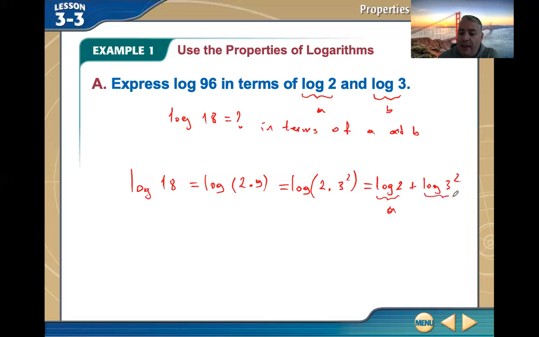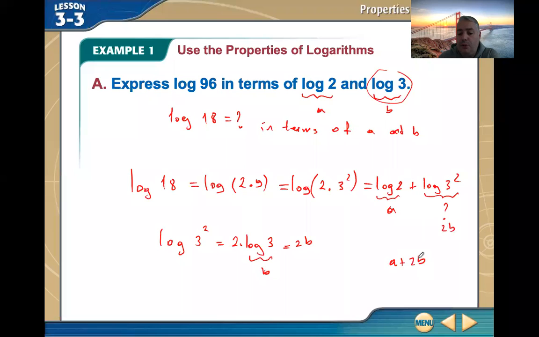So I have to find this, what will be. Let me do it here. Logarithm to the base 10, 3 to the power of 2 is equal to, by the property, this one. But this is also given as b. That means this is 2b. So the final result will be a plus 2b.